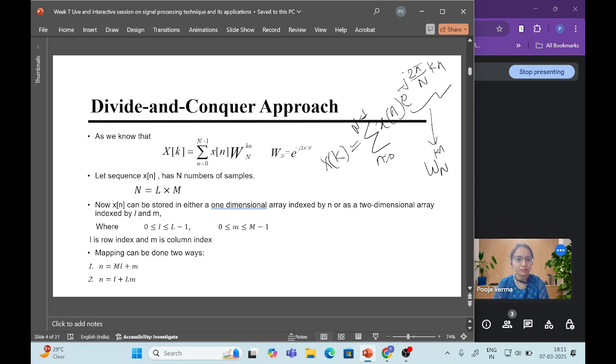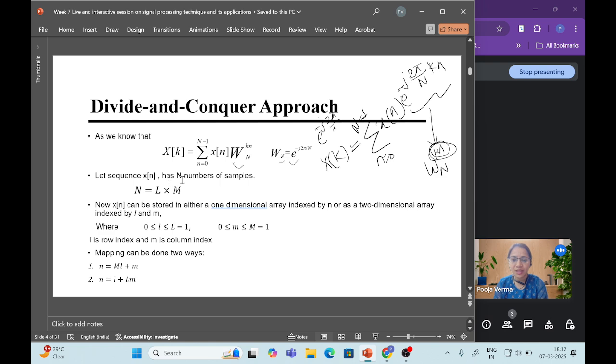So W N represents e to the power minus j 2 pi by N. Here, putting kn, it is the multiplication of that.